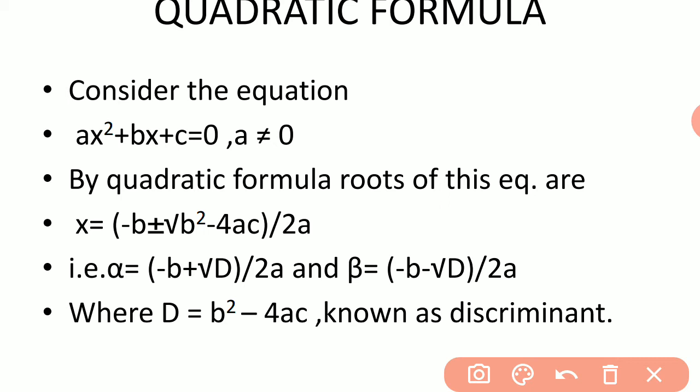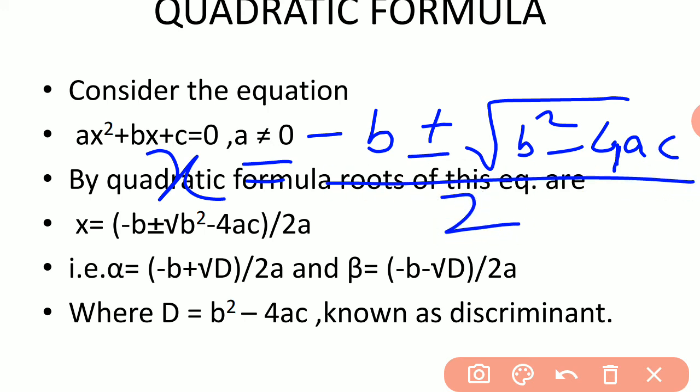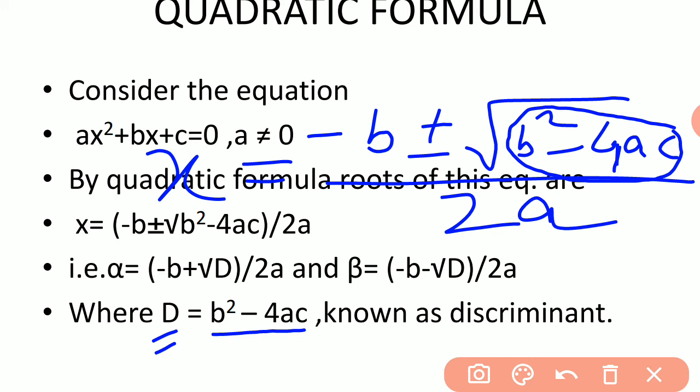That is, the quadratic formula is x = (-b ± √(b² - 4ac))/2a, and the value b² - 4ac is indicated by capital D, that is the discriminant, D = b² - 4ac. b² - 4ac is denoted by capital D, and it is known as the discriminant.